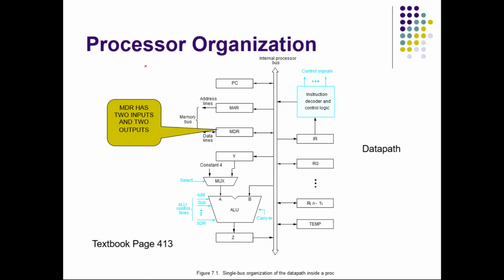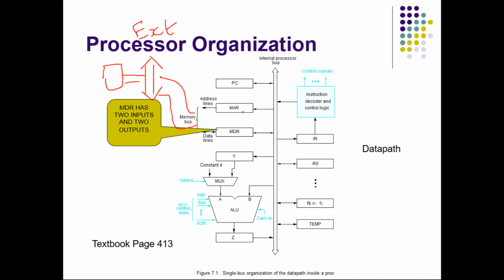So here you have the system bus. Just as there is the internal processor bus, the system bus is called the external bus because it is outside the processor. This external bus will be connected to memory, other IO devices and so on. So the CPU is connected to the external world through MAR and MDR, which are connected to the external bus.